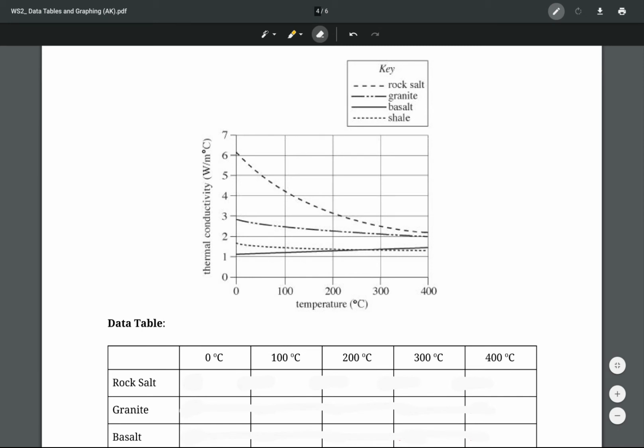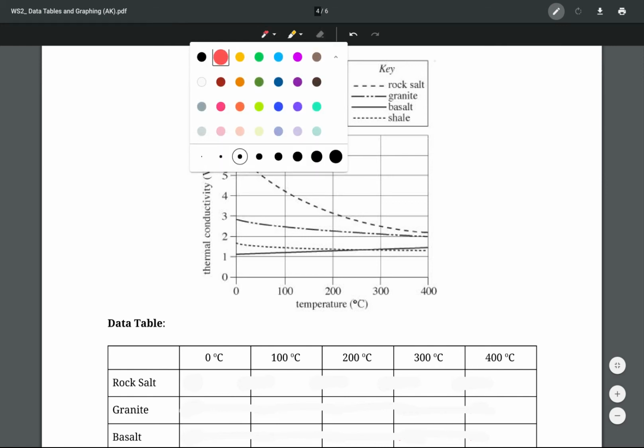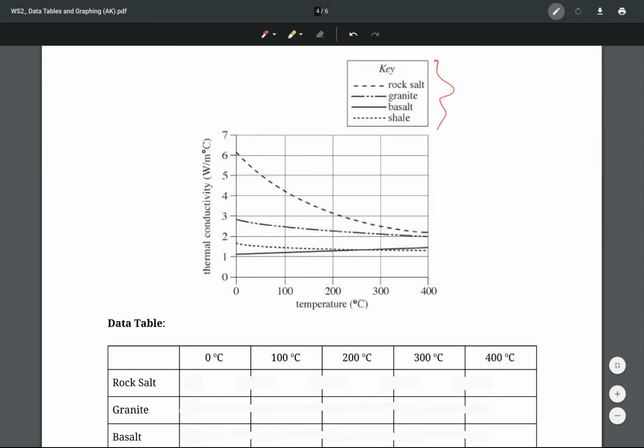On this next problem, it's very similar. We'll just be reading data points from multiple different lines, and so we have to use this key at the top in order to determine which line corresponds with which type of mineral or rock. So the first one, rock salt, we're looking for this large dashed line. And so the large dashed line is the top line in our graph. And so we're looking to take a measurement at every 100 degrees Celsius, because that's what's in our data table, 0, 100, and 200 degrees Celsius.